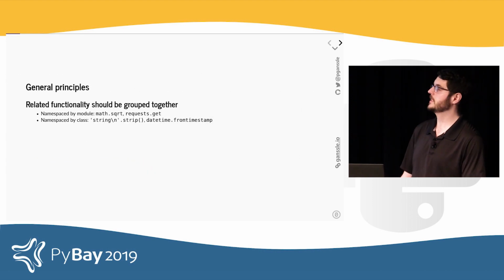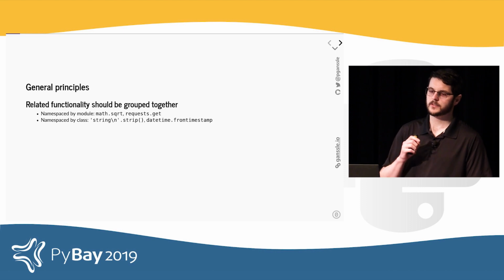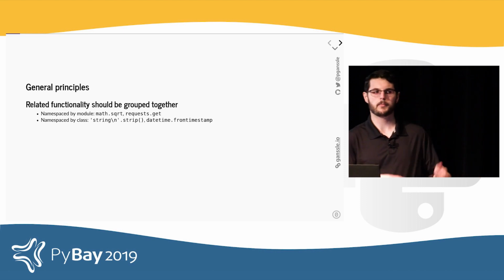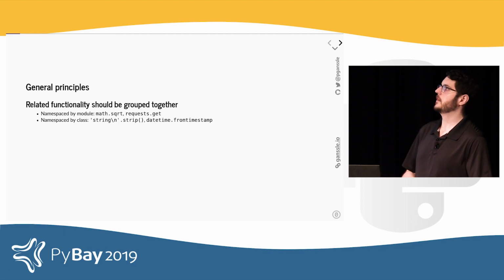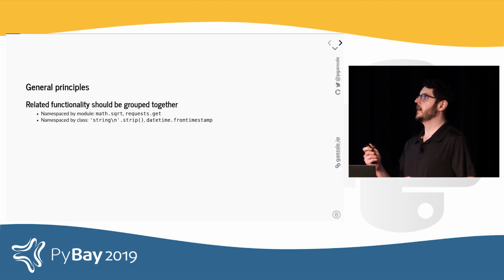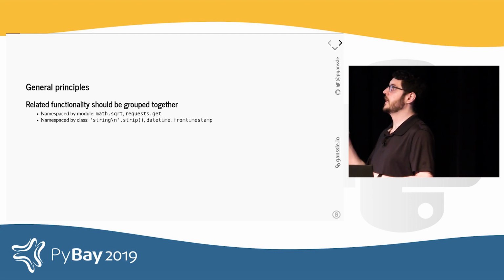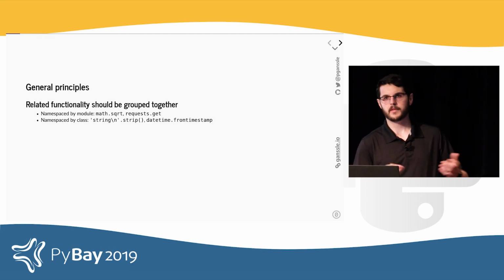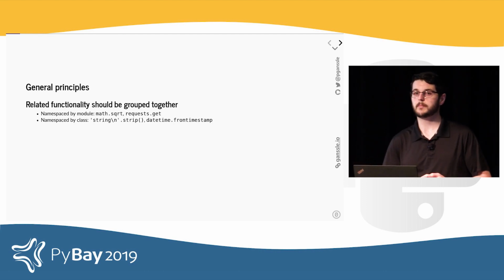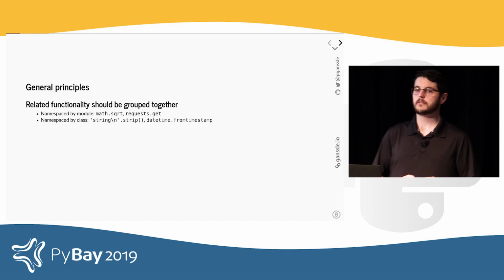OK, so let's get started. The first thing I'm going to talk about is some general principles that I think are going to come up time and time again throughout the talk. The first one of these is that related functionality should be grouped together. So that means that you could do things like namespacing your functions by module. So for example, the square root function. If that was just a built-in that was always available in the top level when you open Python, that would be fine. No one would be confused by it.